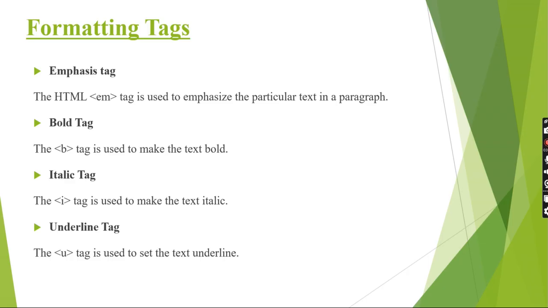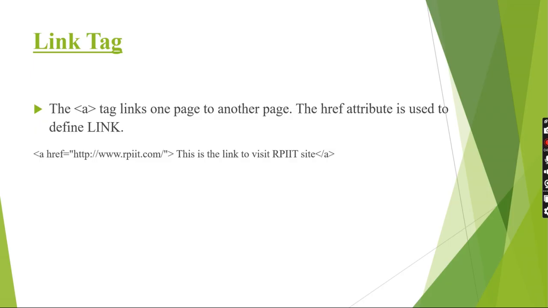First is the emphasis tag. The HTML EM tag is used to emphasize particular text in a program. Bold tag, that is B. The B tag is used to make text bold. I is used to make text italic, so this is the italic tag. The last one is the underline tag, U, which is used to set the text underline.